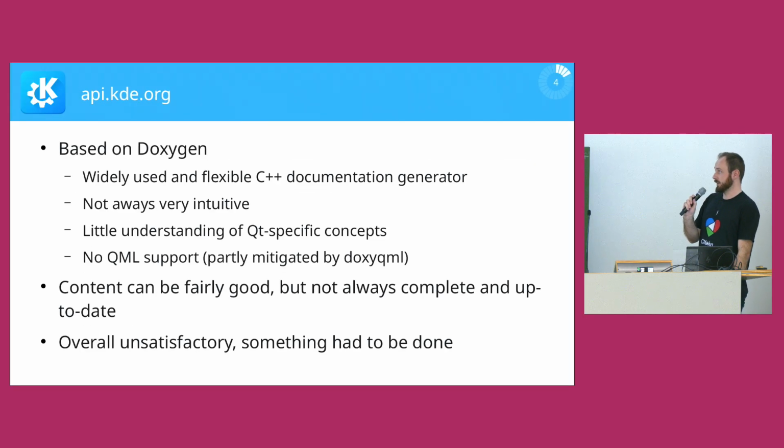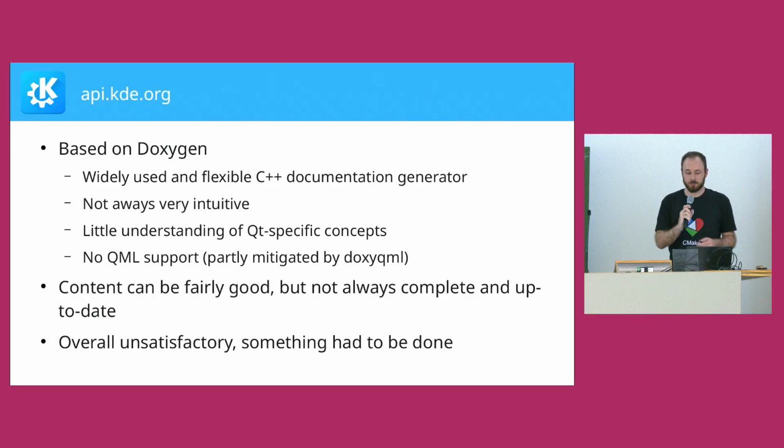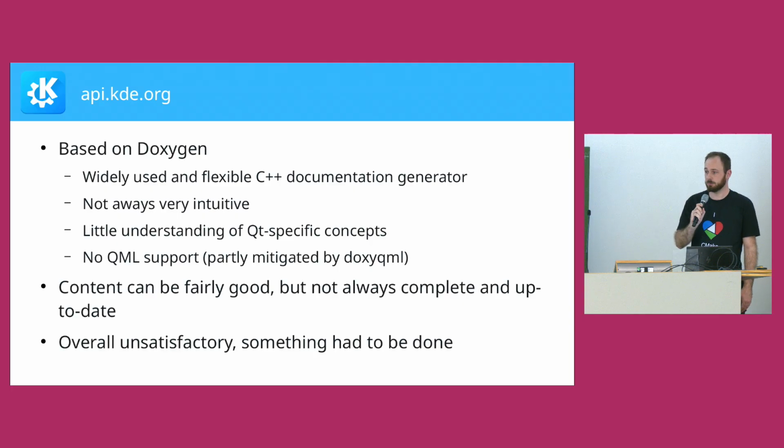So what do we have right now? Right now, api.kde.org, I trust that most of you have seen it at some point, is based on Doxygen. Doxygen is a fairly widely used and flexible tool for generating documentation for C++ code. It parses your code, looks at documentation comments, extracts all of that, and dumps out a nice web page for you.